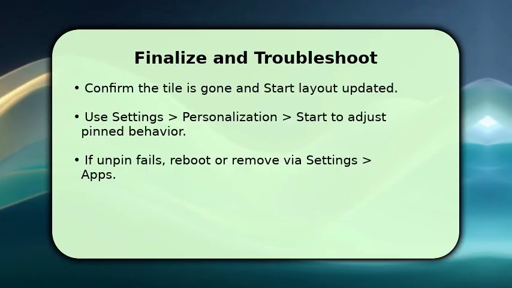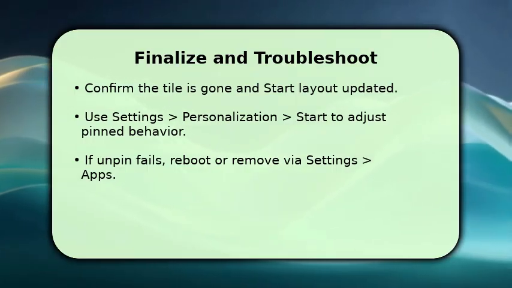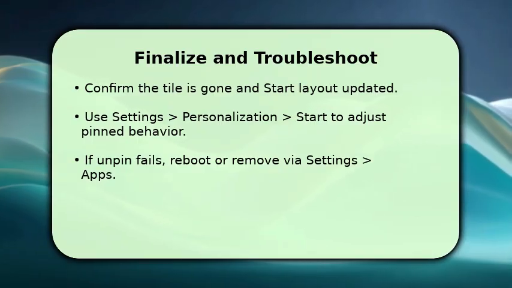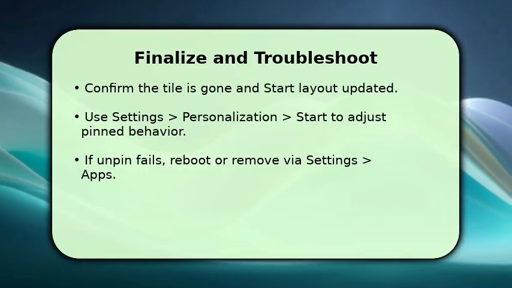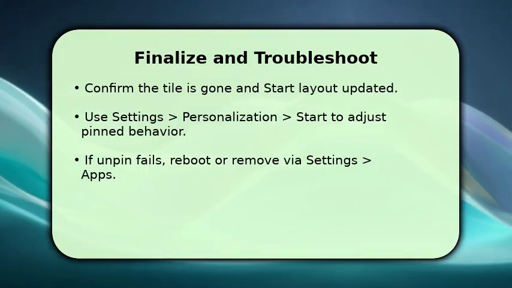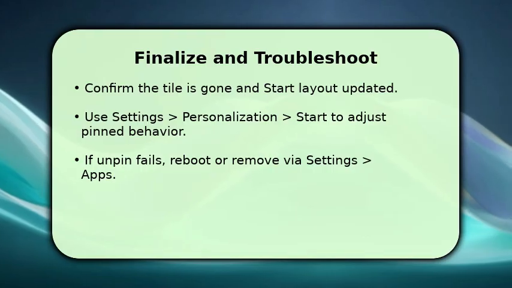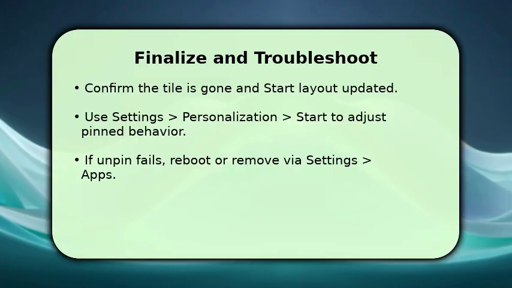If you want different behavior later, go to Settings, Personalization, Start to enable or disable showing recently added apps or most used items. If Unpin failed or the option is missing, reboot and try again. Or open Settings, Apps > Installed Apps to uninstall. This usually resolves protected or stubborn items. Keep a restore point if you're unsure.